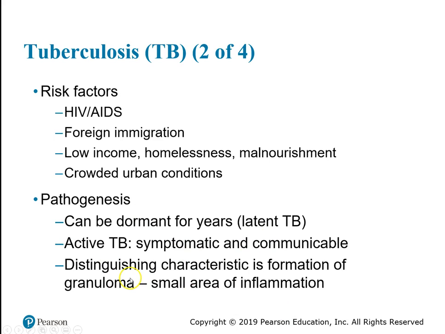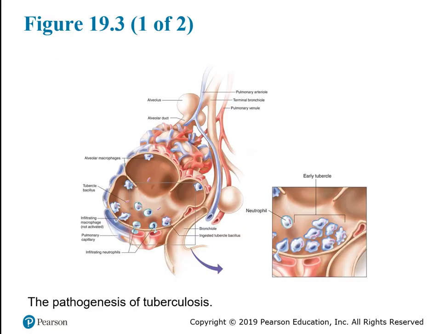Okay. One of the things, if you look at a CT scan, you can see some of these granulomas that form, and we talked about those before in a previous chapter, but they're basically just small areas of inflammation in the lung that you can see with imaging. Okay, so if you look at the pathogenesis of tuberculosis, there's a couple slides here that show it, and I think it's important to understand what's going on here.